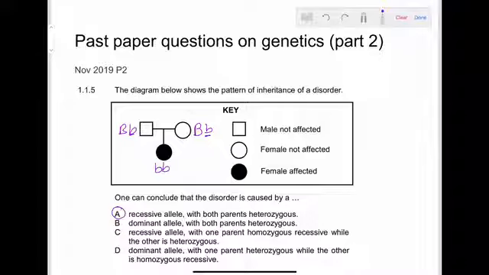Could it be C, a recessive allele with one parent homozygous recessive while the other is heterozygous? That is a possibility, except that if one parent was homozygous recessive, they would be little b, and neither of the parents is affected. D, a dominant allele with one parent heterozygous and the other homozygous recessive. Again, it cannot be that, because if a dominant allele causes this disorder, then both parents would have the disorder. If the dominant caused the disorder, it would show up in the phenotype.